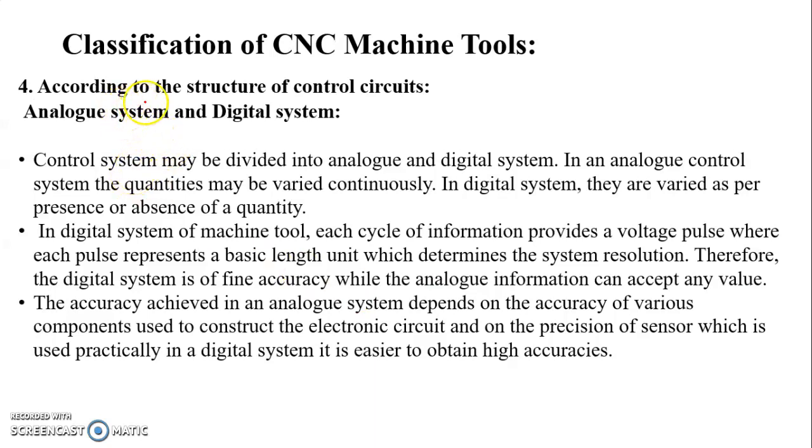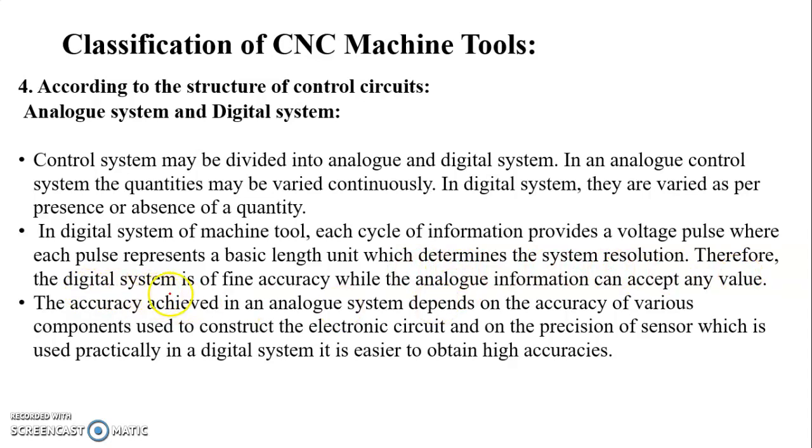Now next, according to the structure of the control circuit, analog system and digital system. Control systems may be divided into analog and digital systems. In an analog control system, the quantities may be varied continuously. In a digital system, they are varied as per the presence or absence of a quantity. In the digital system of a machine tool, each cycle of information provides a voltage pulse where each pulse represents a basic length unit which determines the system resolution.